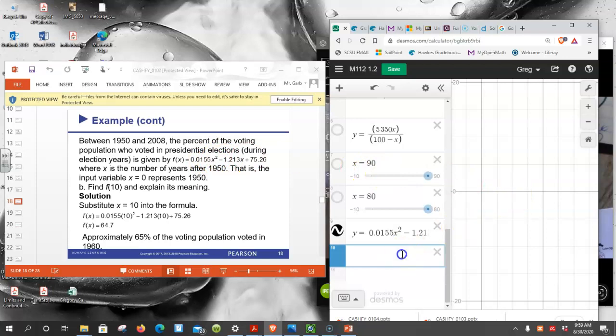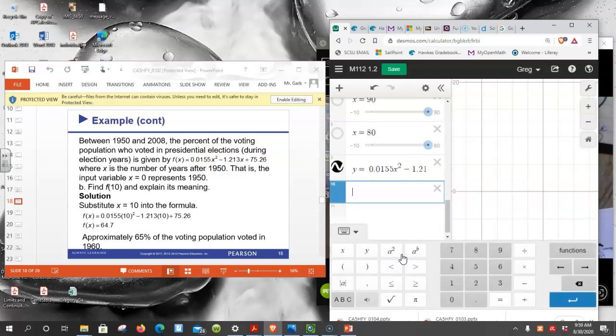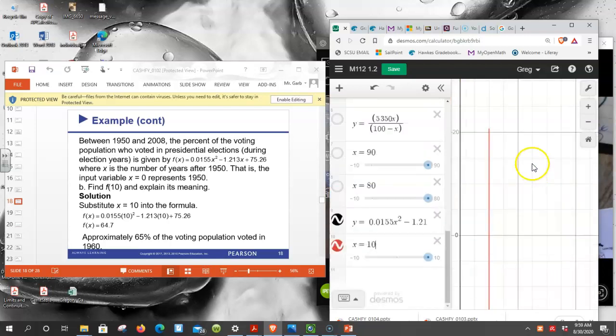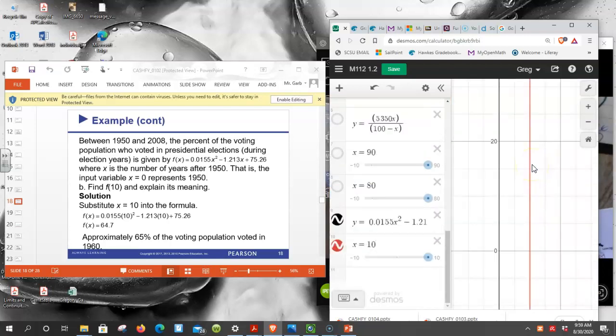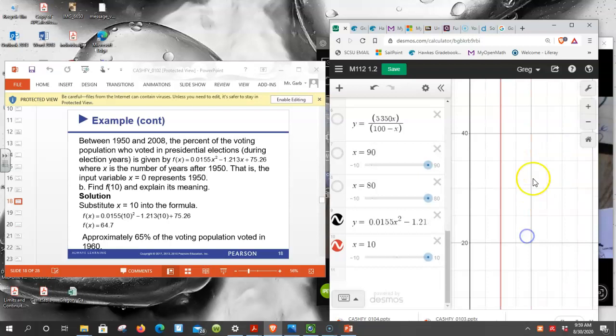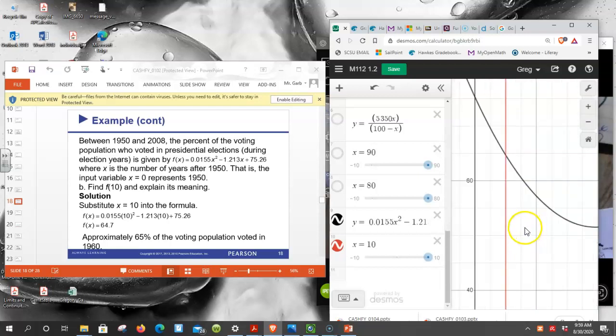You should be able to say x equals 10. Let's see here. X equals 10. And you should find a point that joins them together. Let's see. Yep, right there. So you can do it on the TI-84, but on Desmos you can do it as well. You click on that point right there and bingo. You got about 65%. So that's what they got, okay?